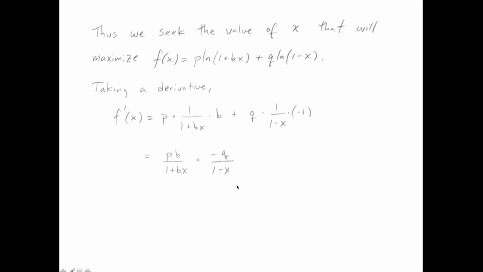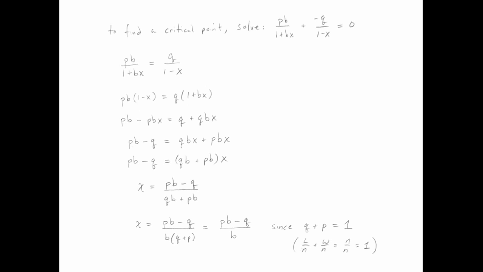Now in calculus, when you are trying to find a max or a min, you find a critical point. You take the derivative, you set that derivative equal to 0, so that's what I'm going to do. To find a critical point, I set that derivative equal to 0, and here I can actually quite easily solve for x. Move this term over to the other side, cross multiply, and now I'm going through the process of distributing the pb factor here, bringing these two factors that have x to one side, factoring out the x, dividing both sides by this qb plus pb factor, and I have isolated x.